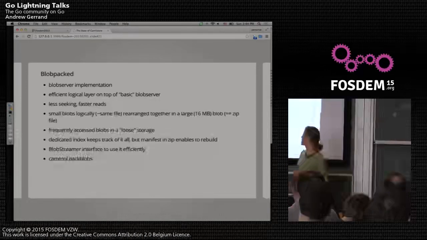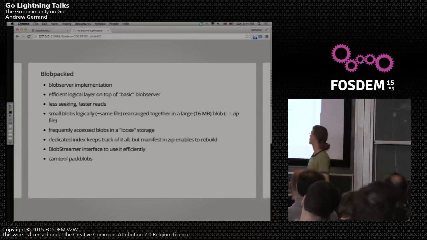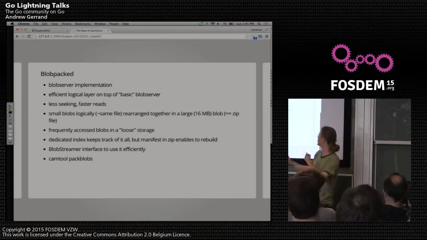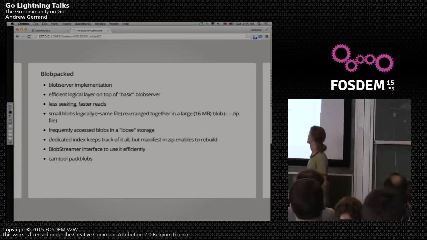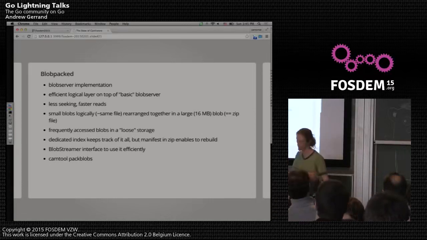So you stream that much faster than if you had to seek for all your blobs on your storage. And the other part is a smaller, loose blob server of small blobs, the ones that you would access frequently and you don't want to have to fetch inside the zip file. And there's an index that you can rebuild, etc.